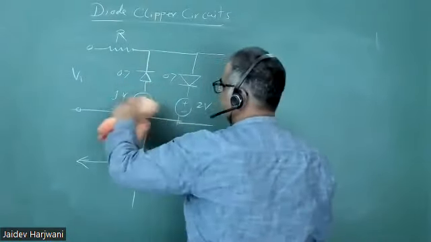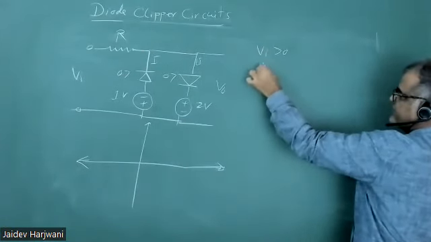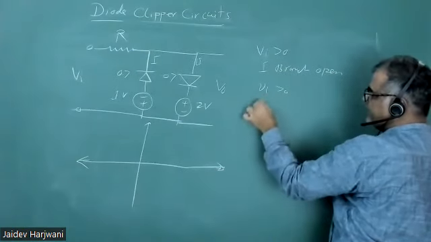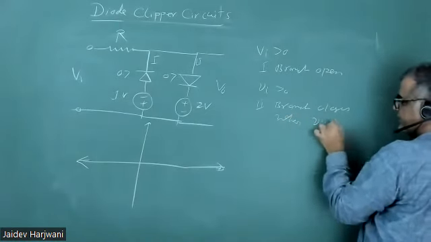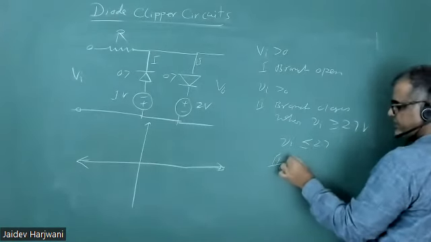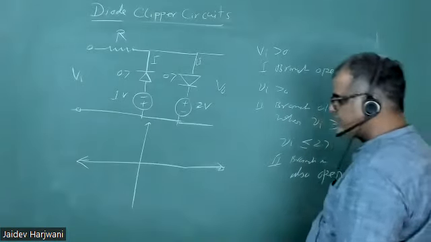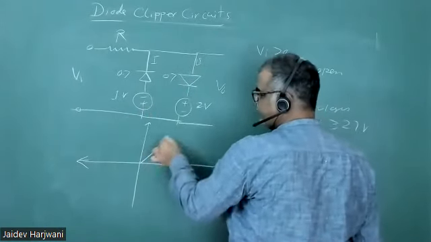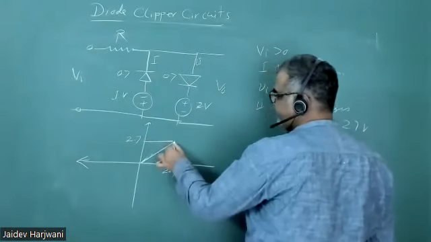So for the positive cycle, I'll call this the first branch and this the second branch. When Vi is positive, the first branch is open. The second branch closes when V input is greater than or equal to 2.7 volt. If V input is less than 2.7 volt, the second branch is also open. You can write it down and understand later if you're not understanding now. If everything is open below 2.7, you get whatever you apply, the same thing you get here, up to 2.7. After that it is fixed at 2.7.